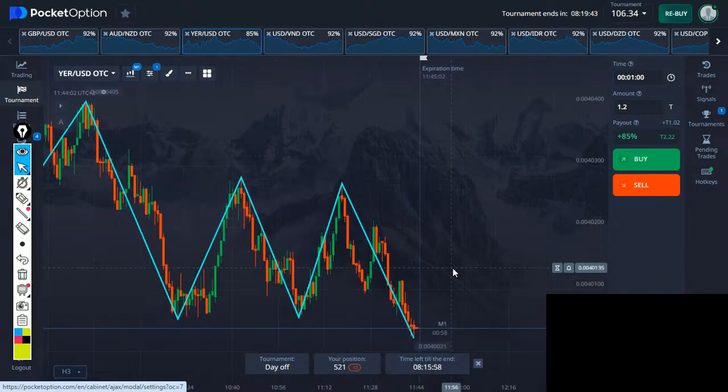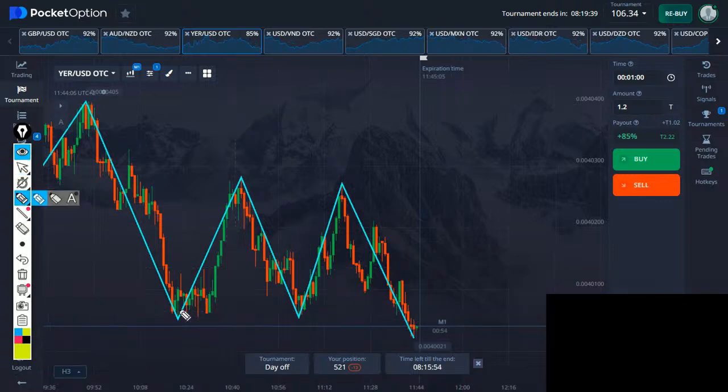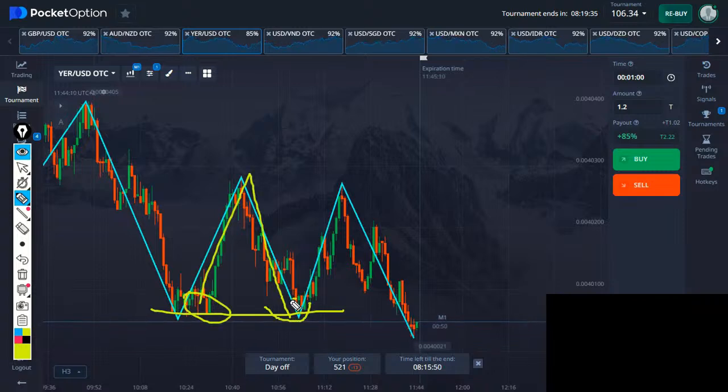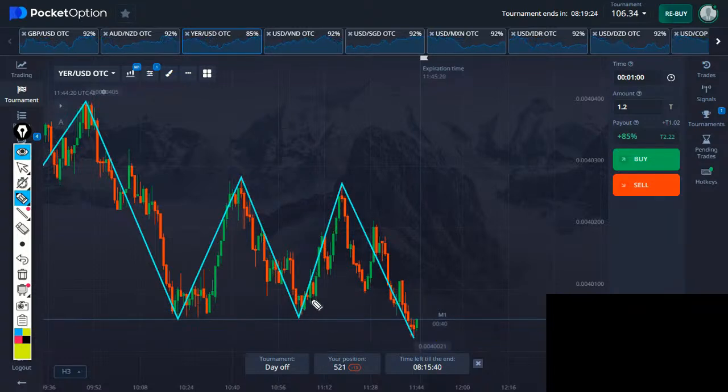This is nice. It already broke. So you see you had your demand area over here. This is the first test of the demand area. It rejected. Third time you have a 50-50 chance the pair will keep on going down. So always try to find a fresh demand or supply area like this one.